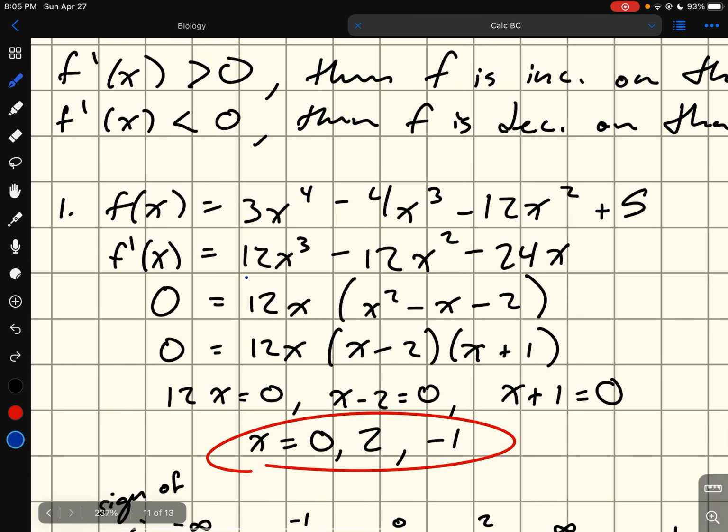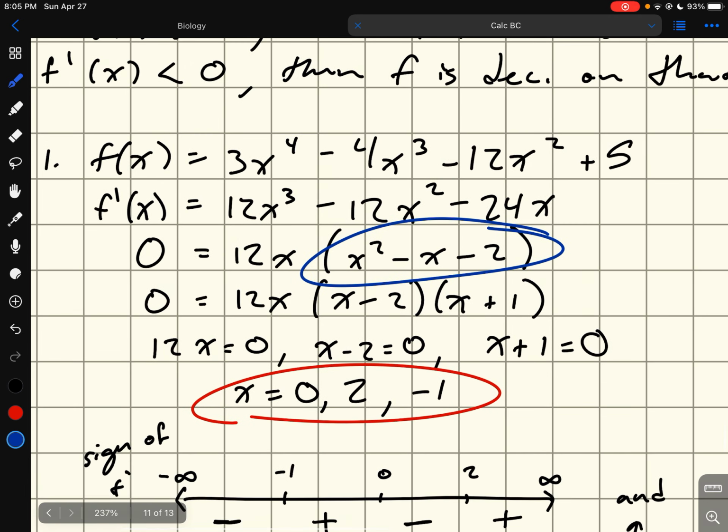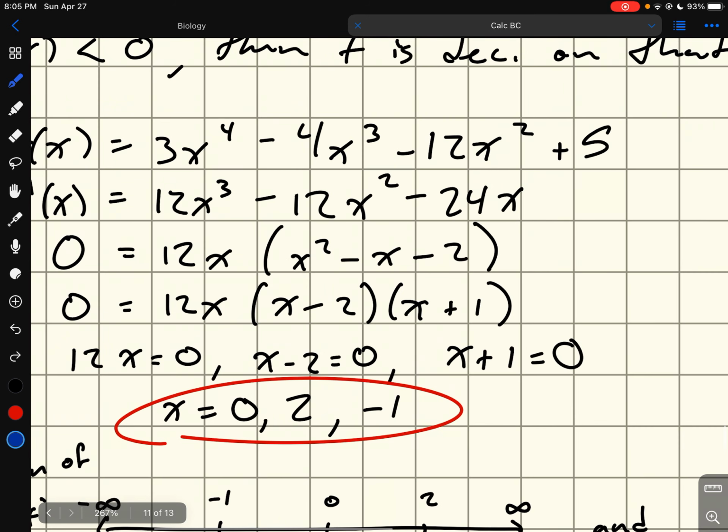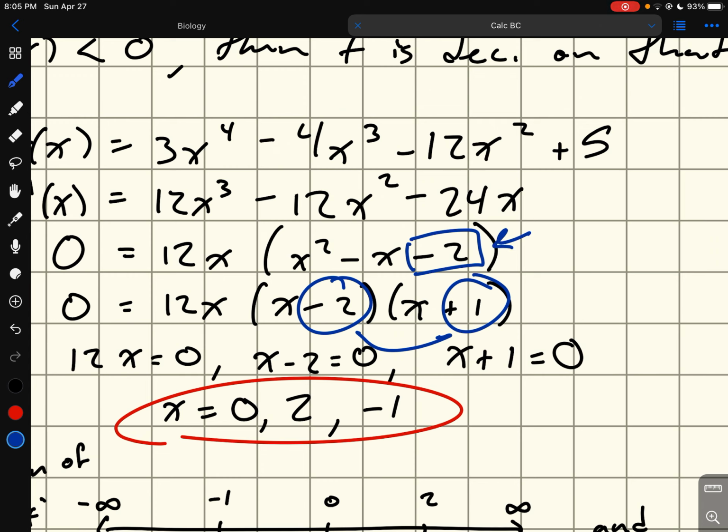And then what I did is I saw each of these had a factor of 12, so I took out a 12 from everything, and I saw everything had a factor of x, so I also took out an x from everything. So I was left with this, which you can factor into x minus 2 and x plus 1. So remember, these last two values have to multiply together to become this value. So negative 2 times negative 1 is negative 2, so that's fine. And then they have to add together to become this value.